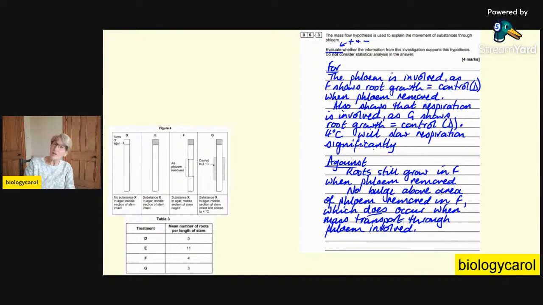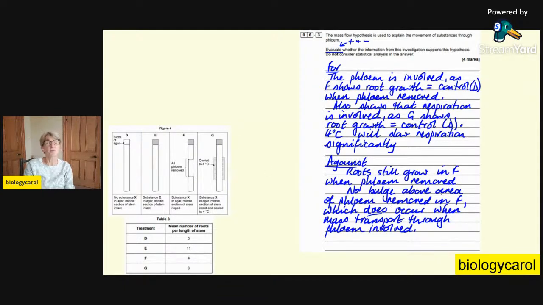It also shows that respiration is involved, and we know from our knowledge of translocation that respiration is involved, energy is required, as G shows that the root growth equals the control, D, because 4 degrees C will slow respiration significantly. Things that are against: roots still grow in F when the phloem is removed.